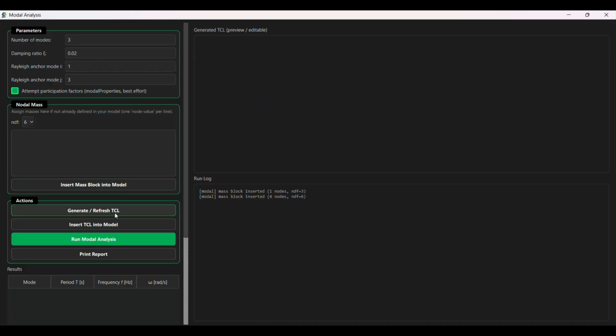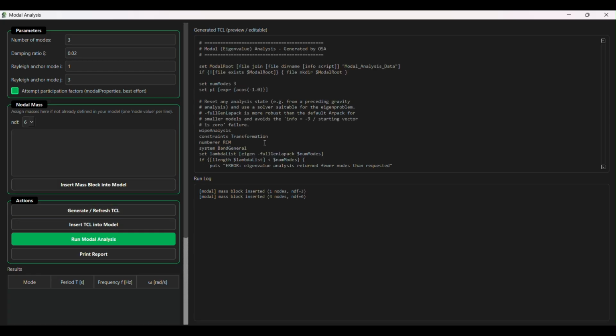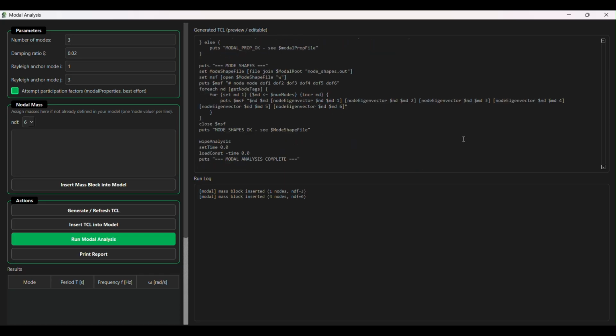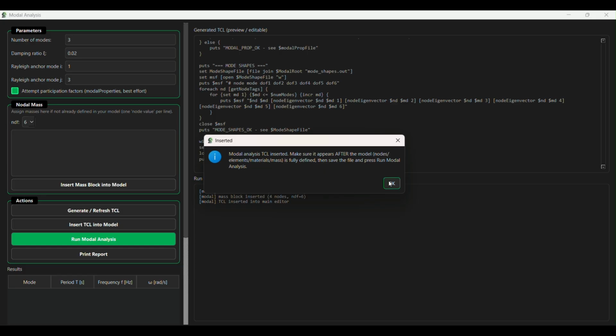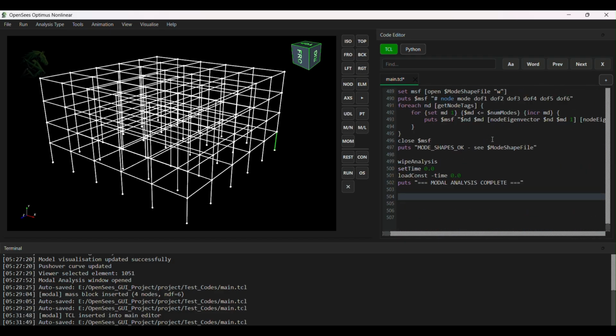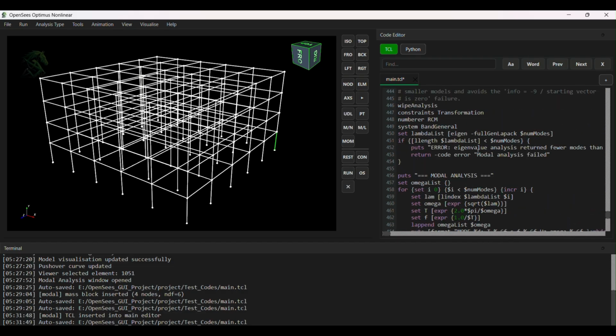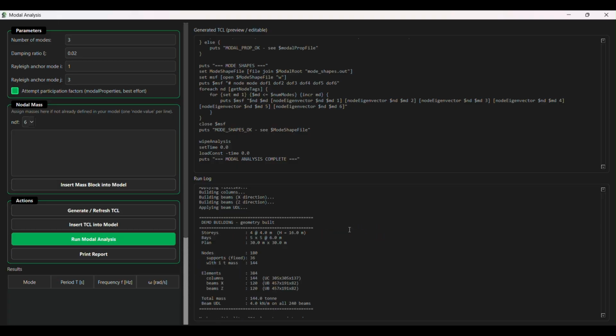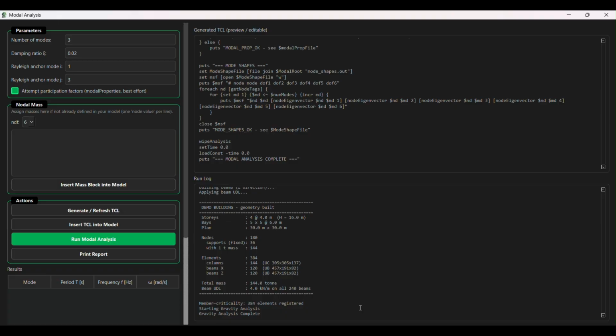Generate refresh TCL builds the modal analysis code from these parameters into the preview. Insert TCL into model adds it to the code editor at the cursor position. Run modal analysis executes it. You can run it from the model analysis window or main window once inserted to the code editor.